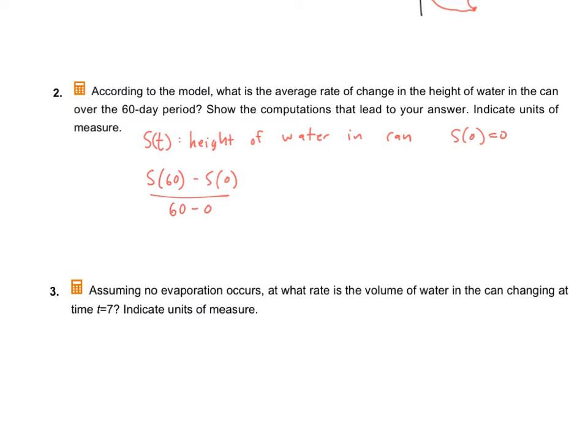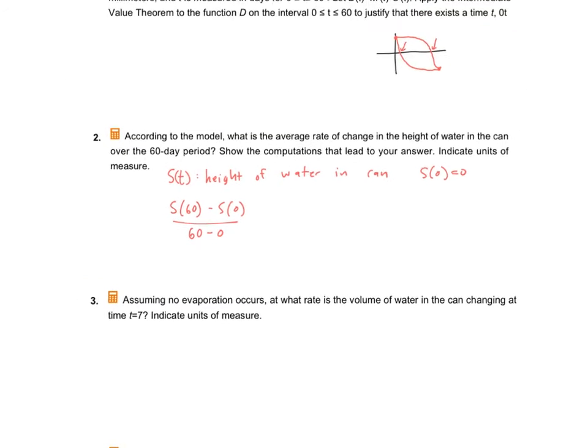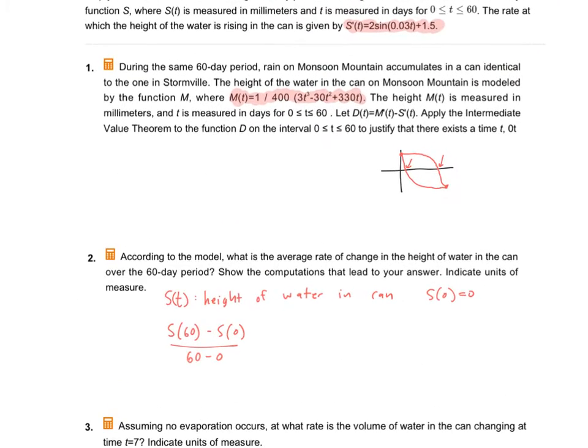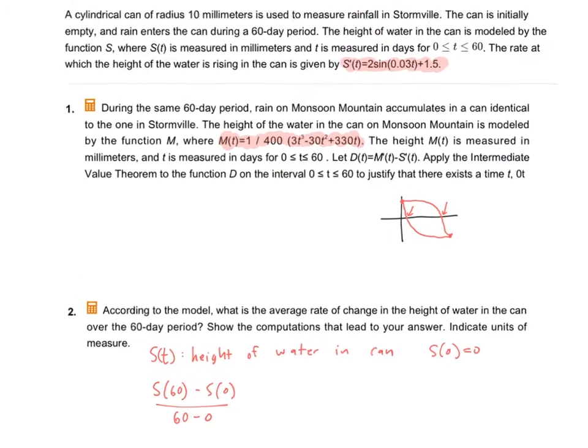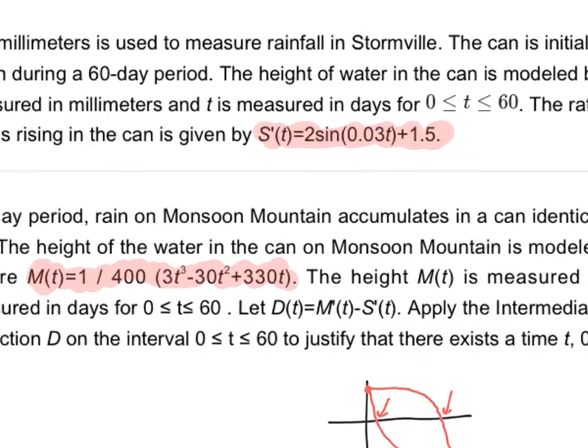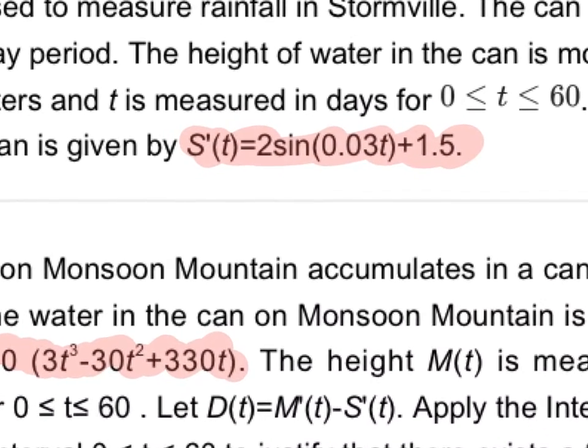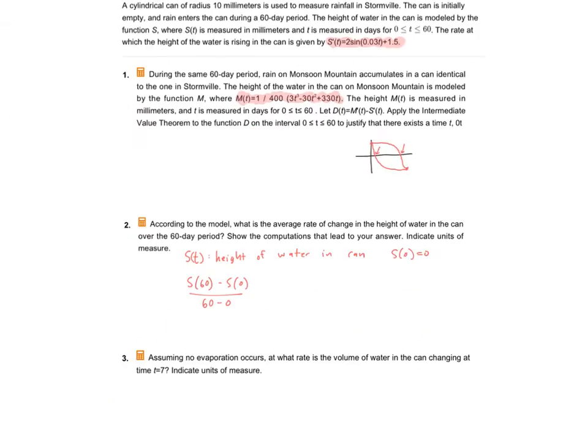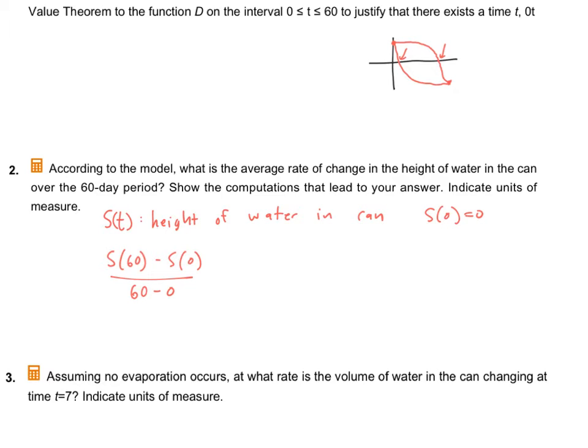Also, we have another option though. If we want to find the average rate of change of the height, we have a function that represents the rate of change of the height. This derivative represents the rate of change of the height. So you could just find the average value of this function on the interval. So the other way to do it is you could just do that average value formula.